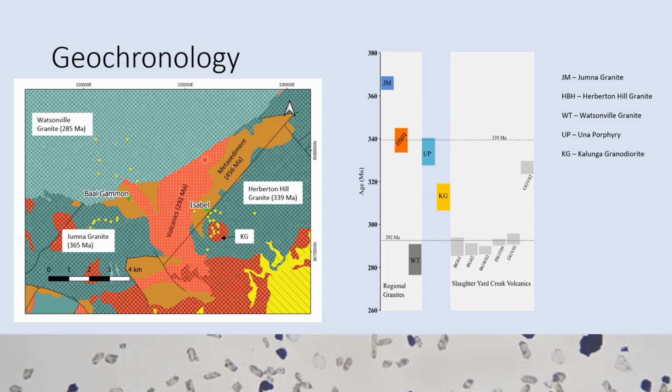And then the cross-cutting volcanics were dated to about 292 million years. Now the Una porphyry at Bellgammon were dated to about 333 million years. And then the later phase, which is not mineralized, which is the Watsonvale granite, were dated to about 285 million years.